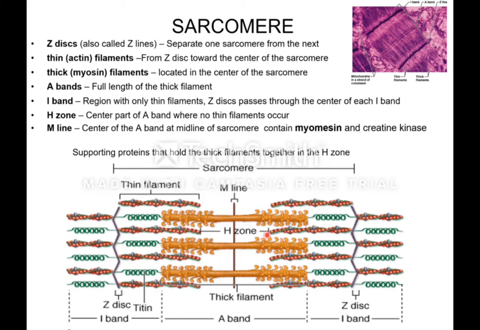The H zone is located in the center part of the sarcomere and includes just thick filaments, no thin filaments. This part is the H zone, and in the middle of the H zone and also the A band, there is a line, the midline of the sarcomere, which contains myomesin and also creatine kinase.